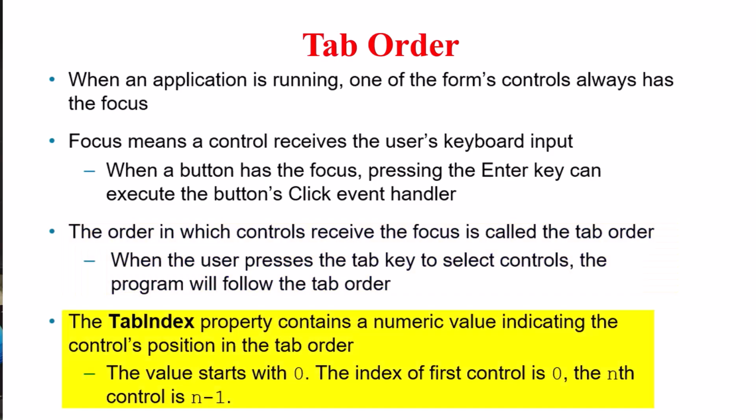The TabIndex property, which most controls have, contains a numeric value indicating the control's position in the tab order. The value starts with 0. The index on the first control is 0. The nth control is n minus 1. So you've got 0, 1, 2, 3, 4, and so on down the line. And you can actually have duplicates there. And tab order doesn't matter to some controls.